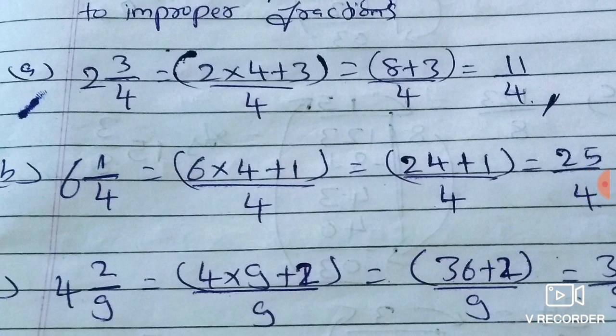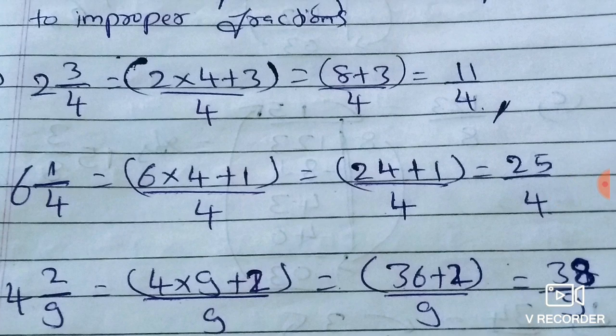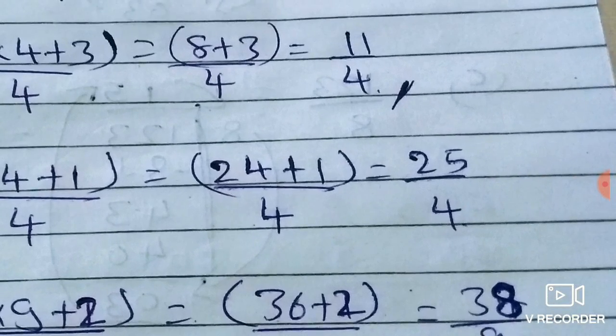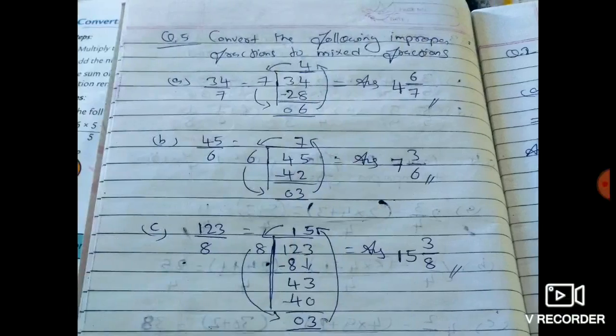Next, the second one, 6 integer 1 upon 4. Again we multiply. We change this mixed fraction into an improper fraction. So we multiply 6 into 4. 6 4s are 24 plus 1. That means 25 upon 4. Here you can see our answer is an improper fraction. That means 25 upon 4. Numerator is greater and denominator is smaller.